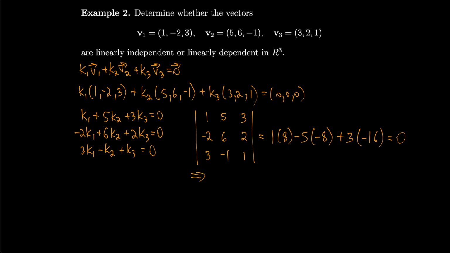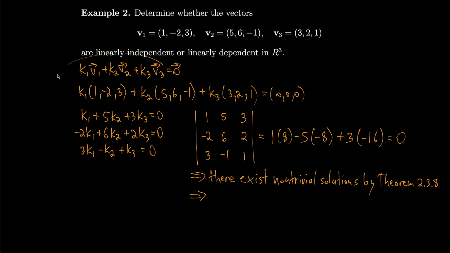Because the determinant of the coefficient matrix is 0, that means we have non-trivial solutions. In other words, there exist solutions where the k's are not all 0, by theorem 2.3.8. So we determined that not all of these k's have to be 0. There are some solutions where they're not 0. That means that these vectors are linearly dependent. In order to be independent, we need them all to be 0.